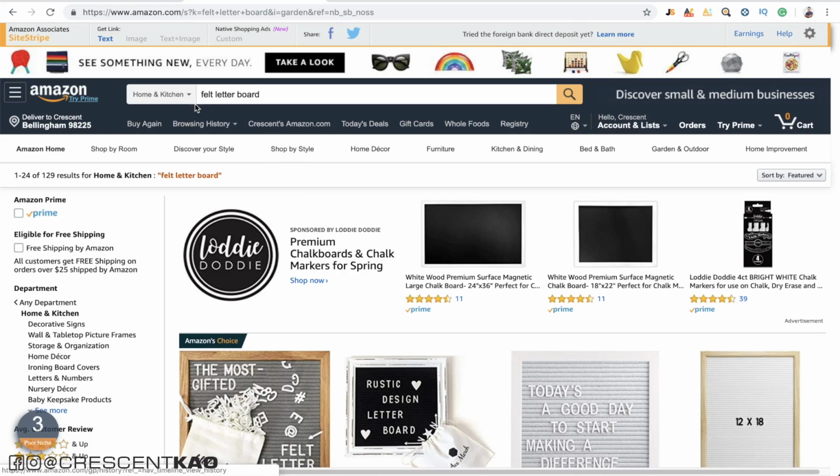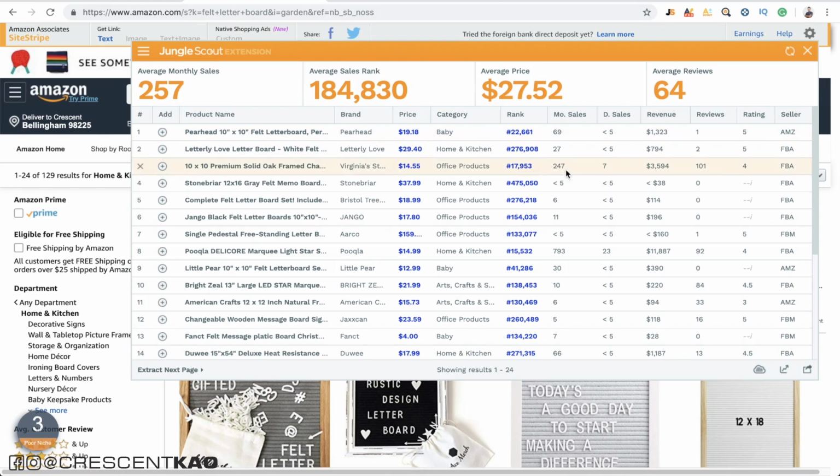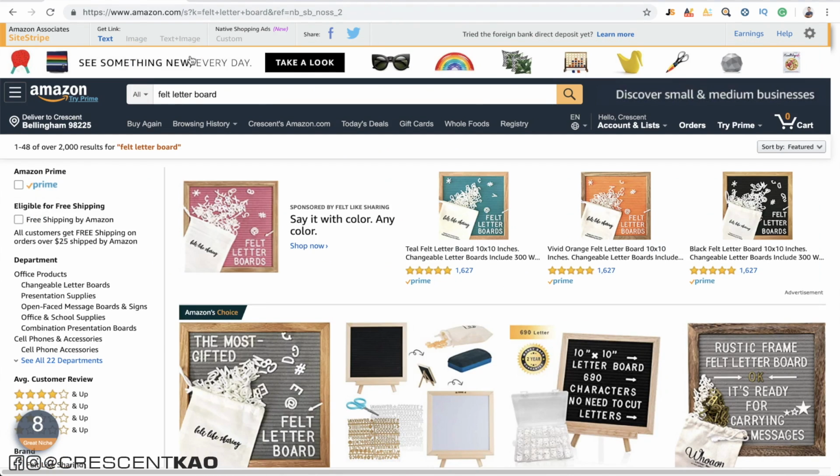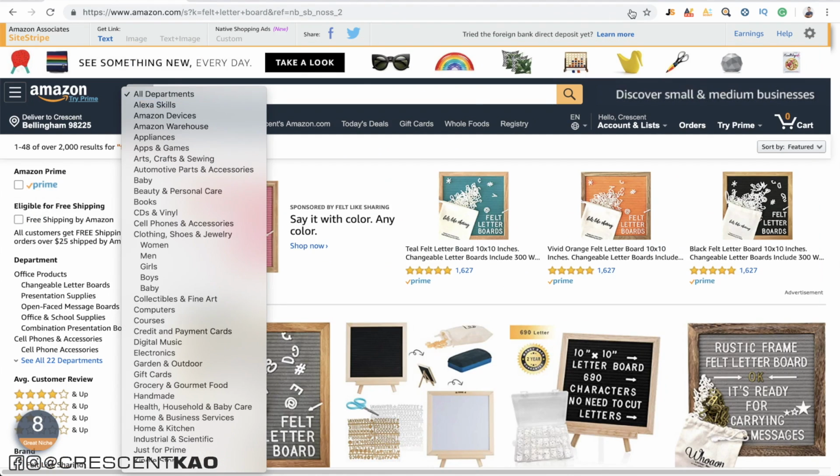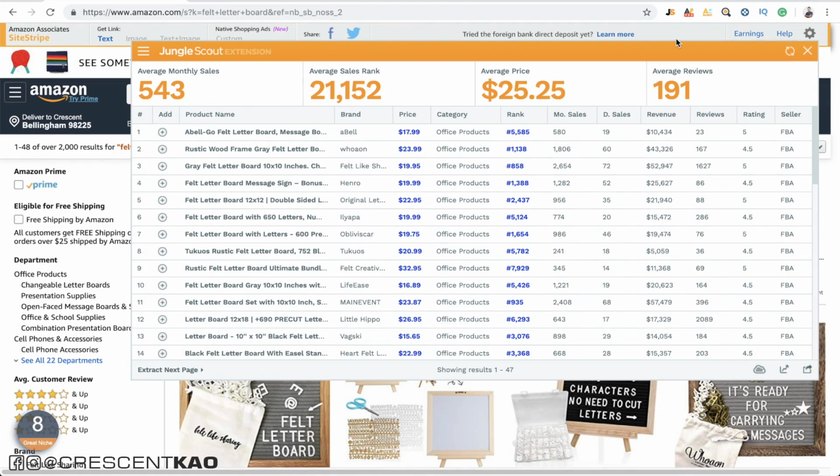For the same reason, you don't want to analyze niches by only looking at a specific category. Always do a search using the main keywords using the All Departments option. For example, if you're looking at the felt letterboard niche, do not choose home and kitchen. You will get different data as you're cutting out all the other felt letterboard listings that are in other categories, as you can see here. The data is drastically different.